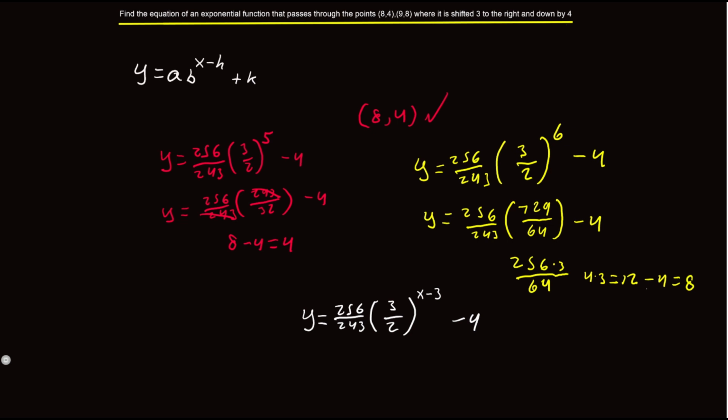So our equation tells us that when x is equal to 9, y is equal to 8, which does indeed satisfy our other coordinate.